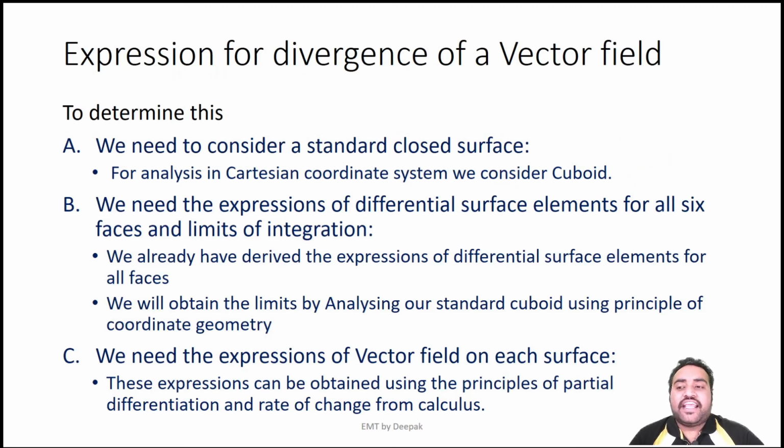So in the requirements which I have given, I have considered a cuboid, I have determined the volume of the cuboid, I have the expressions for differential surface elements for all surfaces, I have also analyzed the limits, I have also obtained the values of the vector field at the different surfaces. So I have all the required quantities to determine the divergence.